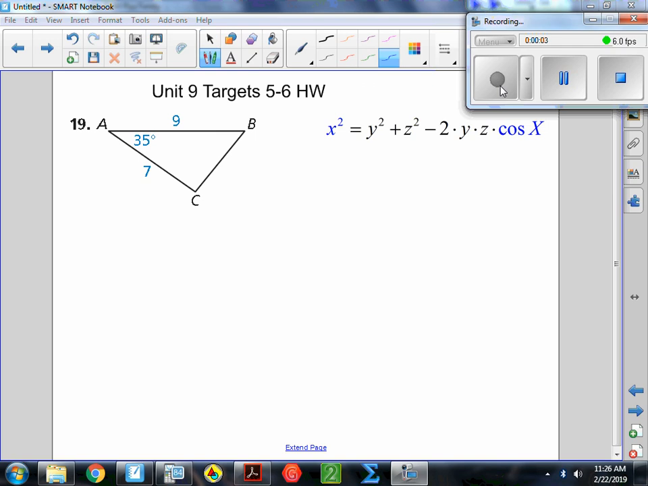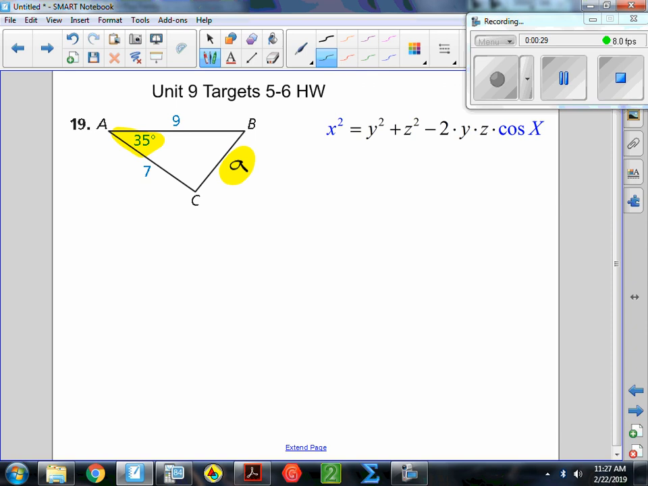Okay, Unit 9, targets 5 through 6, homework number 19. I have one angle measure. I want to check to see if I can use the law of sines. I have angle A, but I do not have side A. So because I do not have an angle and the side across from it, I cannot use the law of sines. That means I'm going to use the law of cosines.